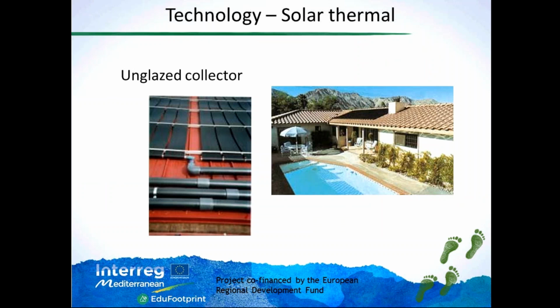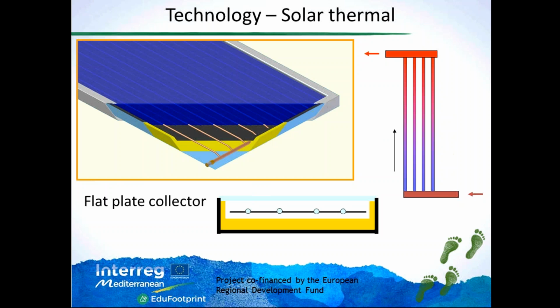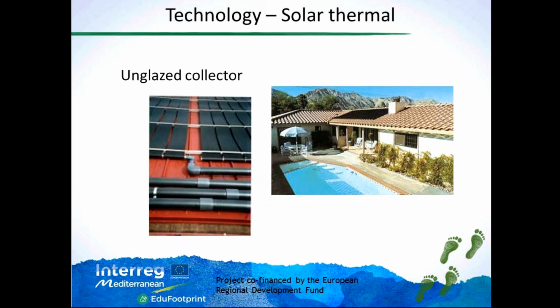There are also some other technologies. So as I said, this is the most typical commercial application all over Europe. But then you have some other technologies. This we can call a very poor technology, let's put it like that. It's called an unglazed collector because it doesn't have a glazing, so it doesn't have a glass coverage, and it doesn't have an insulation either.